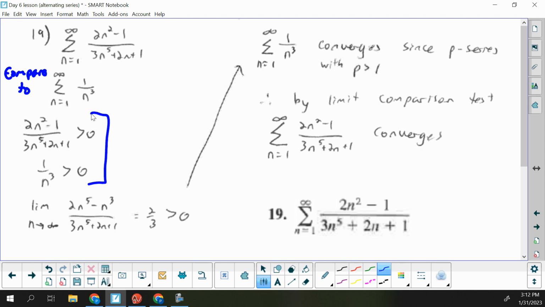When we divide our two expressions with keep change flip, an n cubed will essentially get distributed through in the numerator. Then we've got same degree, so it's ratio of leading coefficients. We get 2/3. That's a positive finite constant. Our nice series, the 1 over n cubed, is converging because we got a p series with p greater than 1. So therefore, by limit comparison test, our original series will also converge.